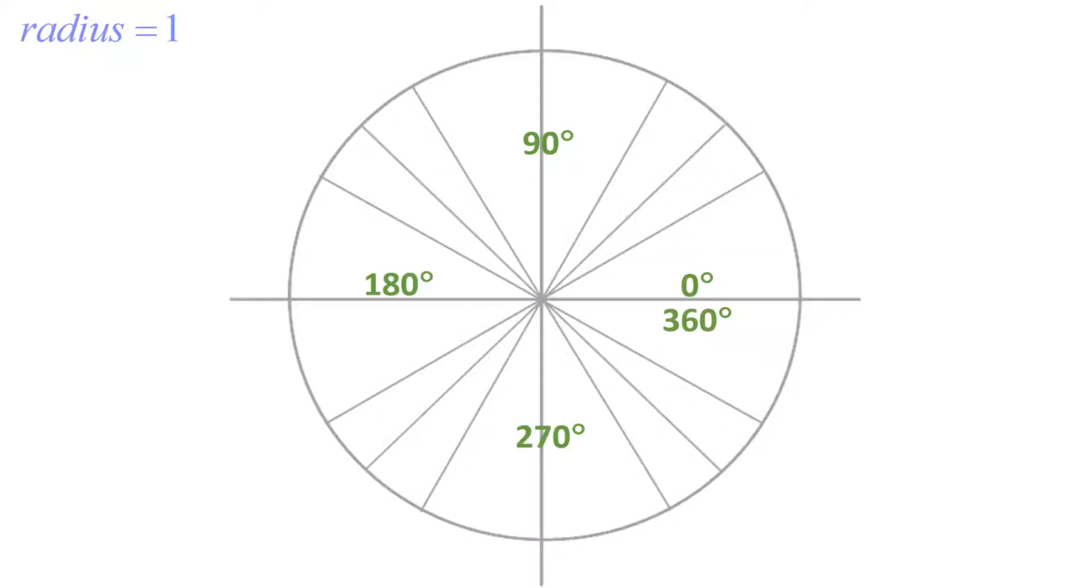In quadrant 1, halfway between 0 and 90 is 45. 45 plus 45 is 90, which I already have labeled. Add 45 again, and we get 135. Add 45 again, we get 180. Add 45 again, 225. Add 45 again to get 270. Add 45 to get 315, and add 45 to get 360.